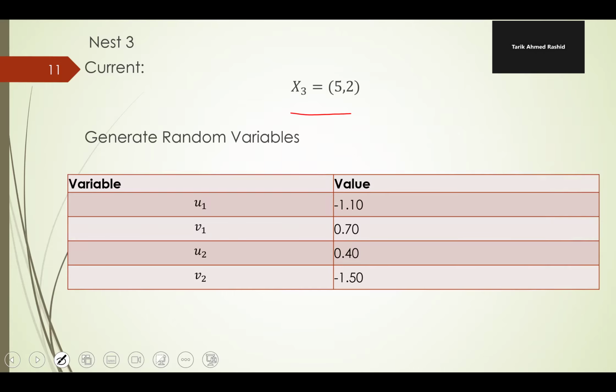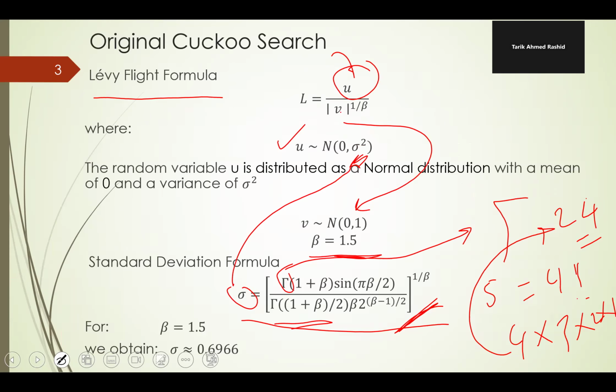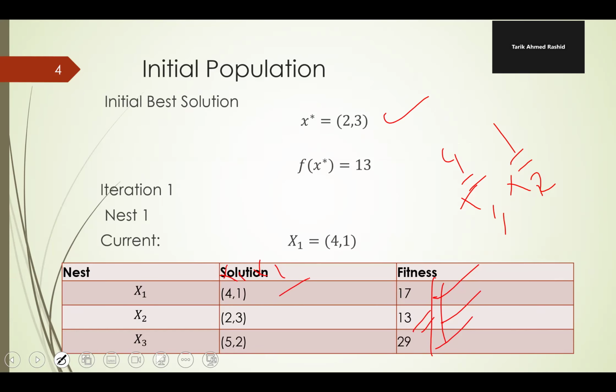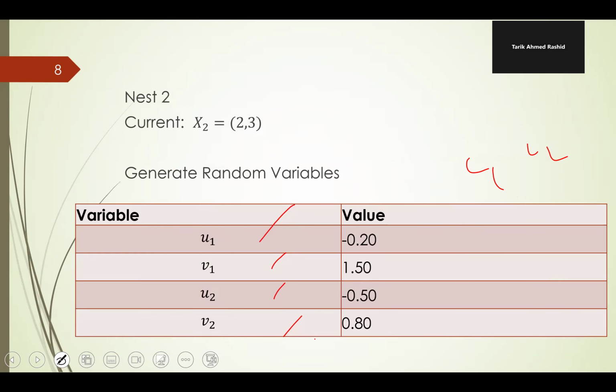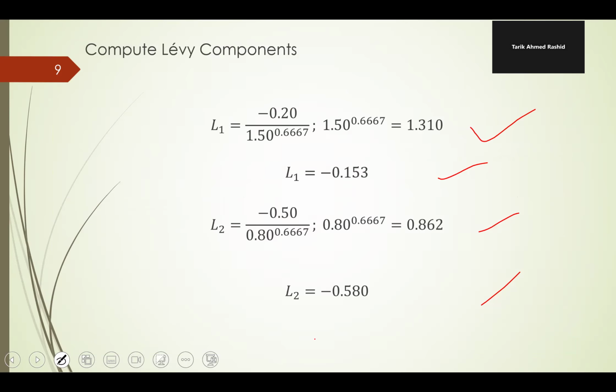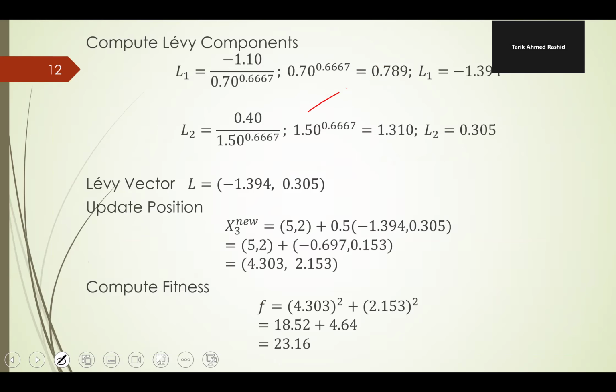So this could be the best, or we consider it as the best. Now we go with the X3, 5 by 2. If I go by my solutions here, 4 by 1 we did it, 2 by 3 we did it, and 5 by 2 we did it. So here x2 we did it, x3 is now 5 by 2. We have u1, v1, u2, v2, so that we can get L1 and L2. Now we plug them into L1 and L2. We found the results.